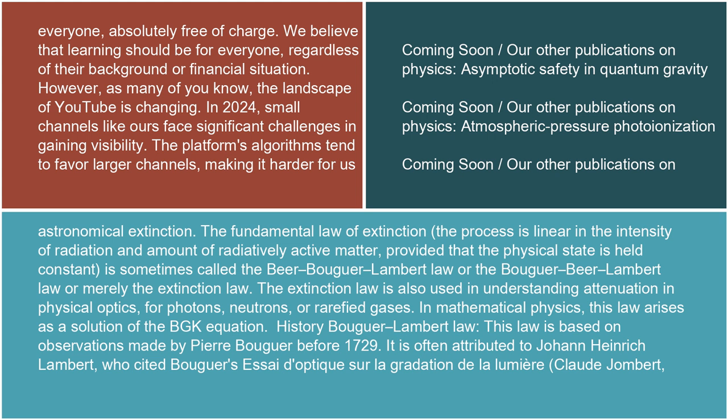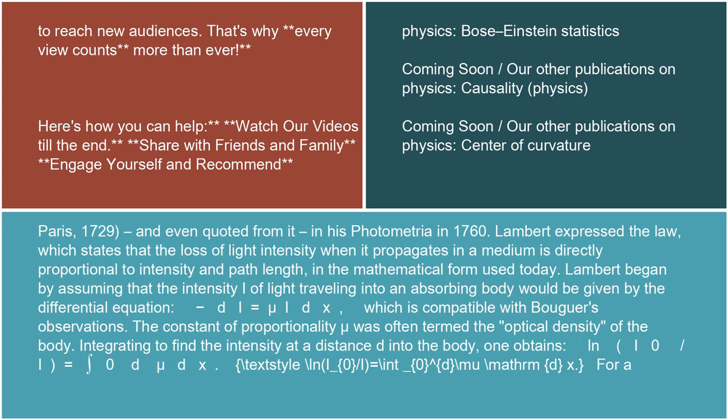History of the Beer-Lambert law. This law is based on observations made by Pierre Bouguer before 1729. It is often attributed to Johann Heinrich Lambert, who cited Bouguer's essay, Essai d'Optique sur la gradation de la lumière, Claude Jombert, Paris, 1729, and even quoted from it in his Photometria in 1760. Lambert expressed the law, which states that the loss of light intensity when it propagates in a medium is directly proportional to intensity and path length, in the mathematical form used today.